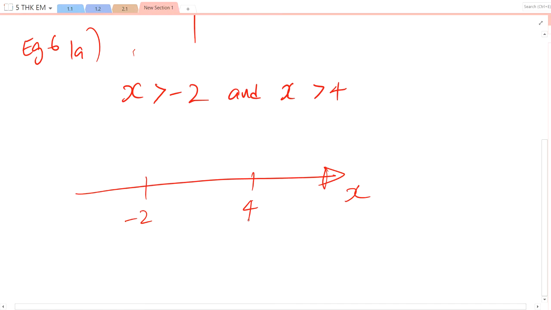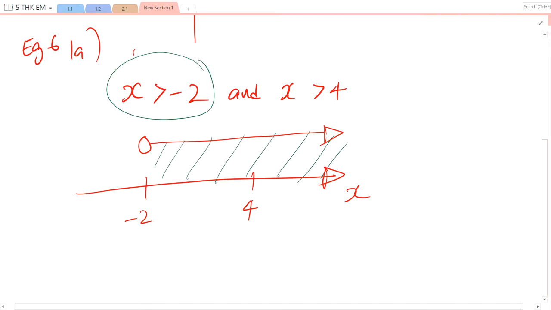Okay, now what is the first inequality that I have? x greater than negative 2. Should I draw a hollow circle or a solid circle? That means I color it hollow. Then do I draw an arrow to the left or to the right? Right. So this arrow over here tells me that as long as I have a number greater than negative 2, this green colored area, I will satisfy this. Agree with me? Anywhere along this x-axis, as long as it is greater than negative 2.